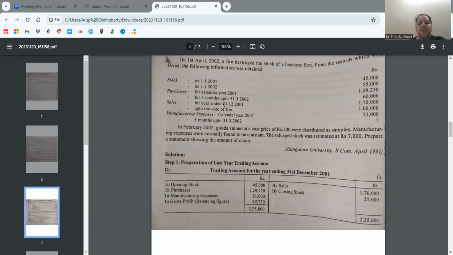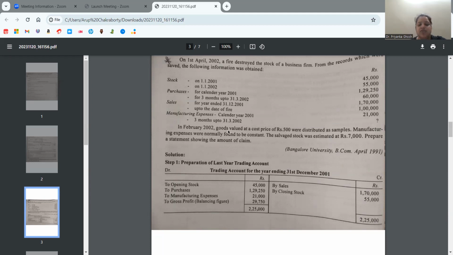From 1st January to the date of incident, my purchase was 60,000. Sales last year were 1,70,000. And the sales from 1st January 2002 up to the date of the fire were given as 1 lakh. Manufacturing expenses for the last year were given as 21,000, and for the current year, the 3 months we need to calculate. How to calculate, we will come to next.